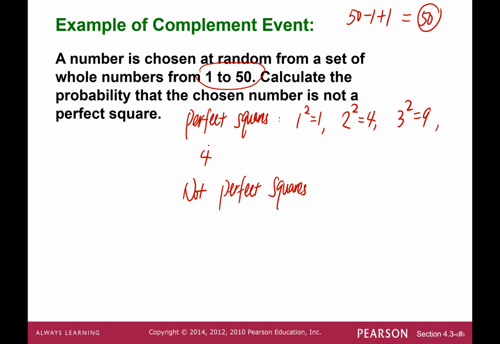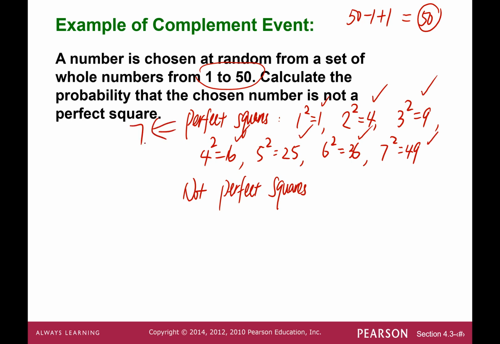And 4 squared, that's 16. And 5 squared, that's 25. 6 squared is 36. 7 squared is 49, right? We cannot go beyond that because 8 squared is 64. It's out of the range, so we do not consider that. So you're counting how many perfect squares here. You get 1, 2, 3, 4, 5, 6, 7. Meaning we have 7 perfect squares.